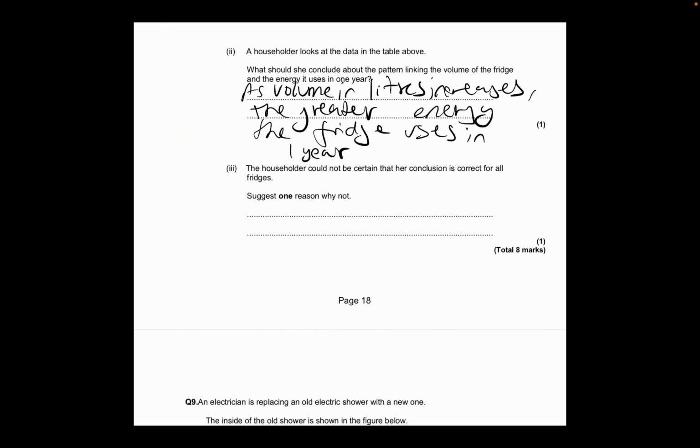Now the next question states that the householder cannot be certain that her conclusion is correct for all the fridges. Give just one reason why. That's because there's a very small number of fridges sampled, right? We're going to mention that fridges sampled. That's going to be an answer for 1 mark. You could also state that it's only tested 3, and most appliances are not covered. There's insufficient evidence in the data since only 3 fridges are sampled, which is a very small number. Let's move on to the next question.